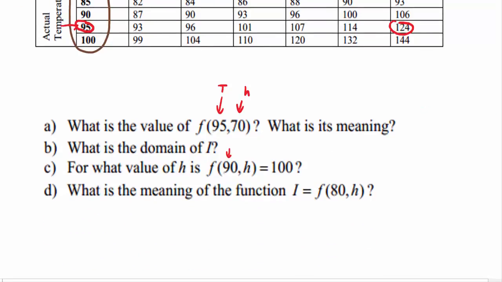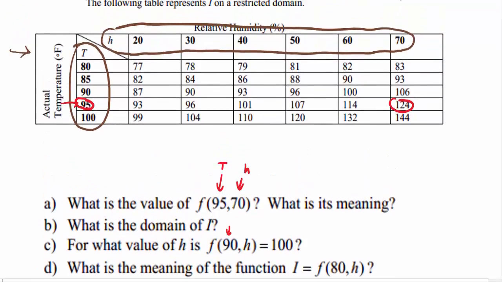Just to write it down separately, F of 95, 70, the output value is 124, 124 degrees Fahrenheit. Always put your units down. Does that make sense to you? The next question is, what is the domain of the function? Remember, the domain has to be a set of ordered pairs. In this case, is the domain finite or infinite?